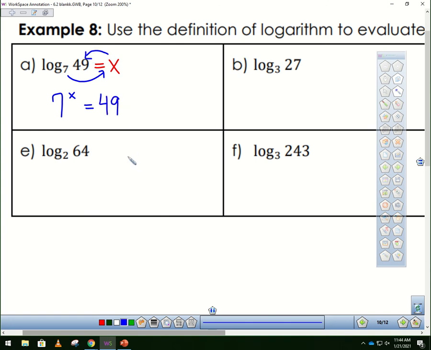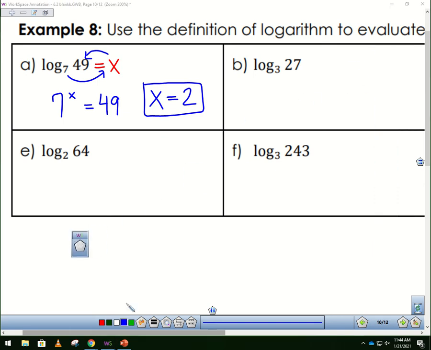49. Now this one is easy enough that we can evaluate x. So what is the x value here? 7 to what power is 49? The second power. So x here is 2. So the value of this is 2, right? So log base 7 of 49 is equal to 2. Everybody see how we got that?